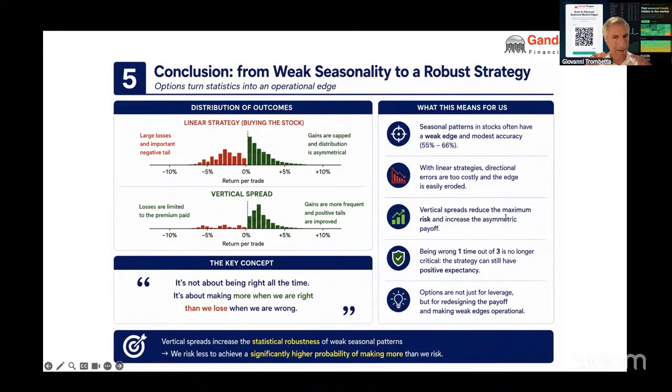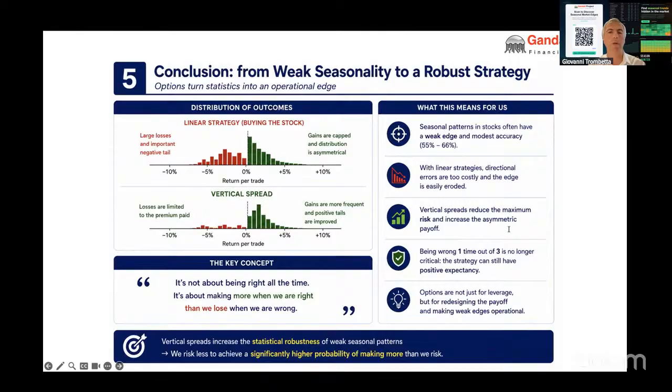So let's summarize the journey we are taking in these few minutes. We started with seasonal patterns that showed a positive edge, but only moderate accuracy. By themselves, these signals are often too weak to support robust linear trading strategies. What happens with the linear approach? Losses can be large, directional errors are costly, for the reasons I said. The edge can easily disappear because of cost, slippage, and market changes.